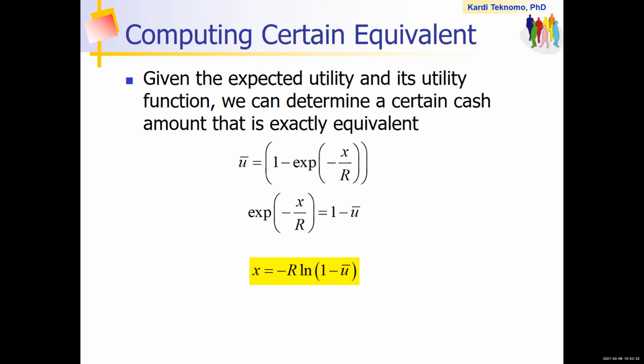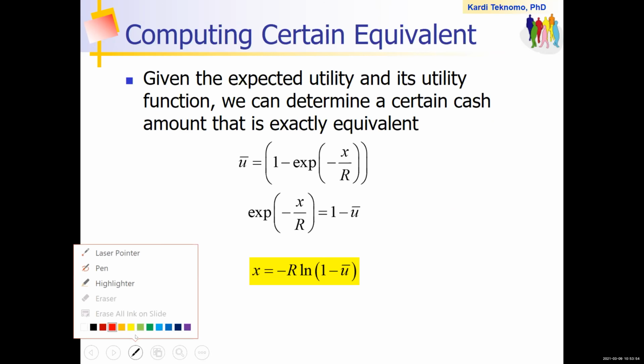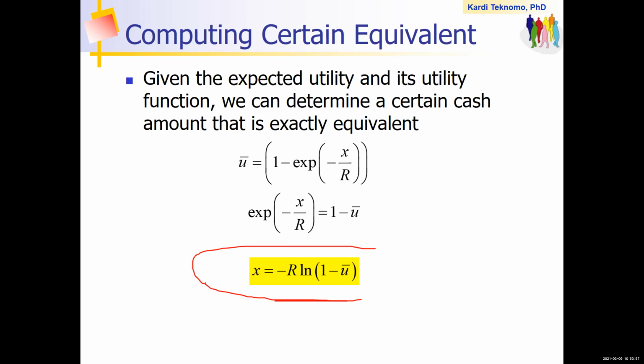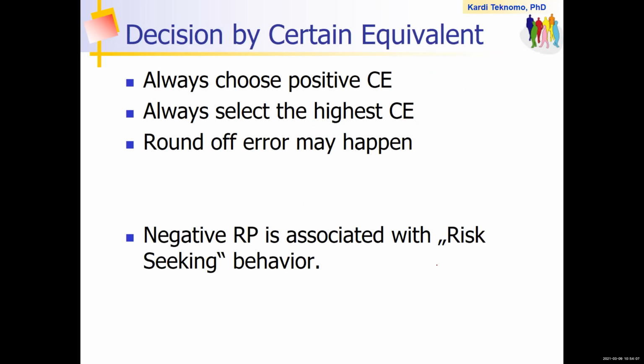So suppose we use this utility function, U equal to 1 minus expected of minus X over R. Okay, what is this utility function? This is the exponential for risk averse. Right? So then we use algebra here. We get the value of X equal to R ln 1 minus expected utility. So based on this, we can start to decide.